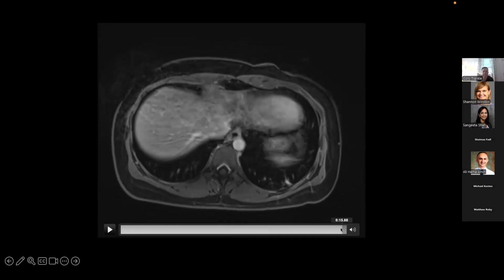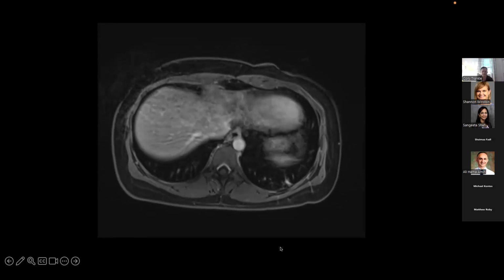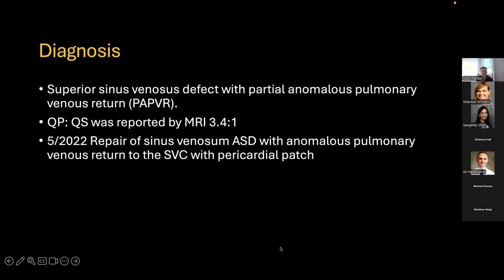The Qp/Qs for this patient was 3.4 to 1, indicating a significant shunt. A significant shunt is considered when it is more than a 1.5 ratio, but here it's 3.4.